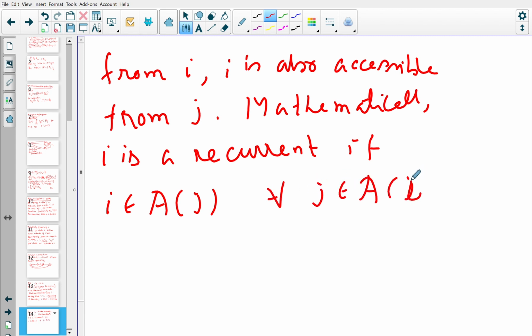So what does that mean? If j belongs to A_i, whatever j is accessible from i, then i is also accessible from j. Okay, this is the mathematical meaning. Then we call this type of state recurrent. So when you start at a recurrent state, you can only visit states j which are accessible from i, because from j you are coming to i again.